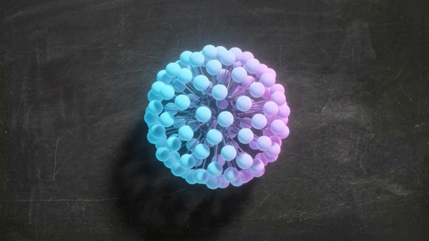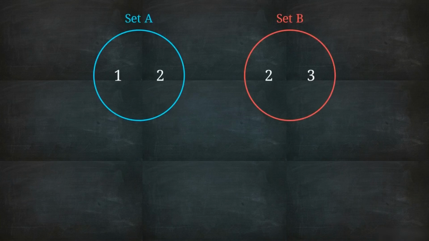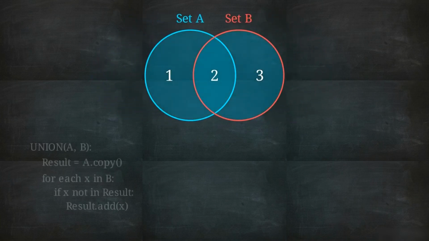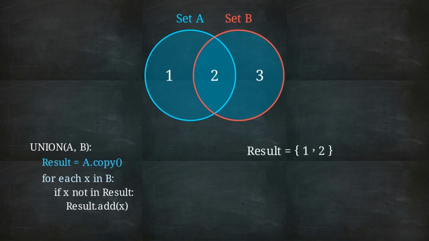single structure. Above, circles A and B merge to represent the union. Below is the programmatic logic. A union requires a for-each loop iterating through set B. The system checks if an element is absent from the result before appending, preserving the uniqueness constraint.